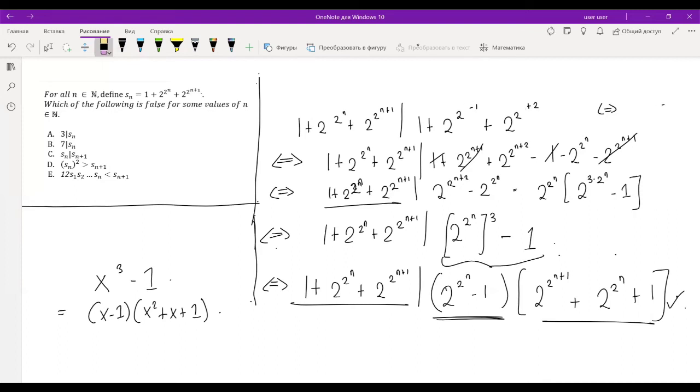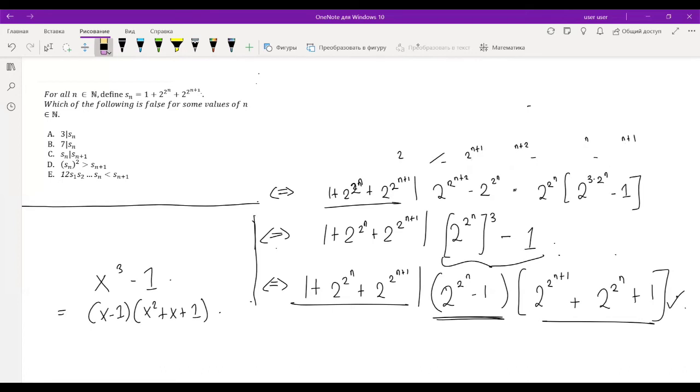So we have seen that the first, second, and third properties are all true. So as of now, we don't see an answer. The answer can either be the fourth or the fifth. So let's check out the fourth one.